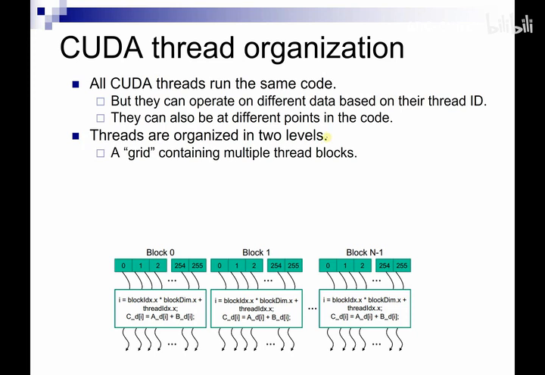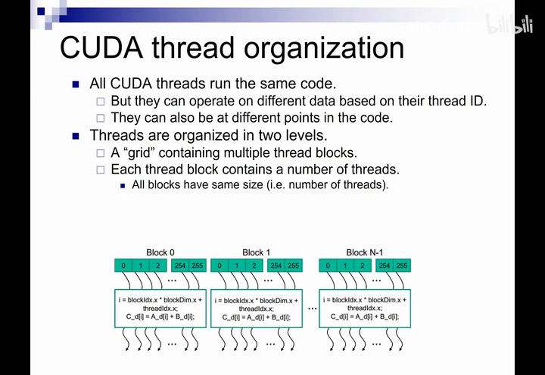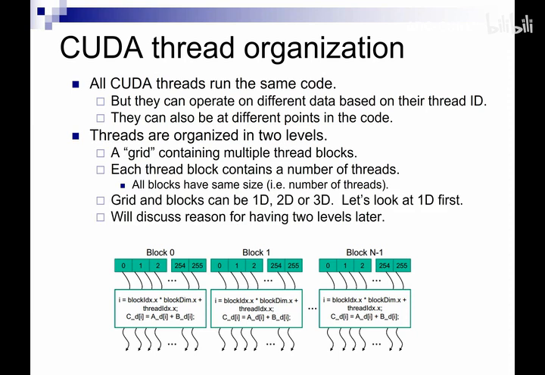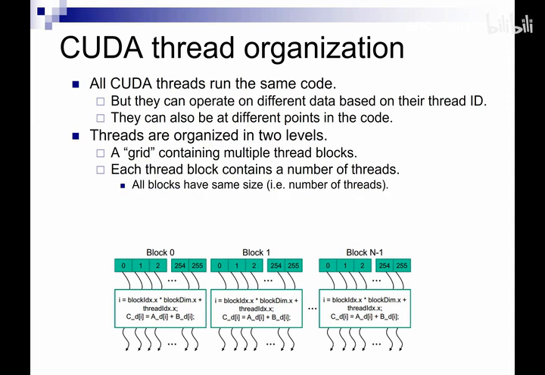So getting back to this, the threads are organized into two levels. Now we start a bunch of thread blocks, and if you take that collection of thread blocks, that is called the grid. When you run a GPU kernel, you first create a grid of thread blocks. Each thread block has to have the same number of threads. Here we see a grid of n thread blocks.